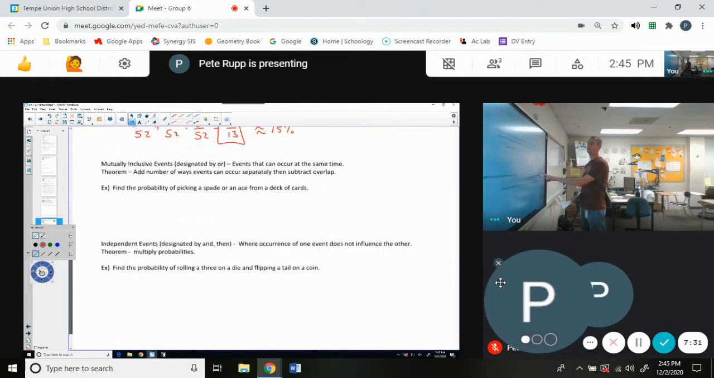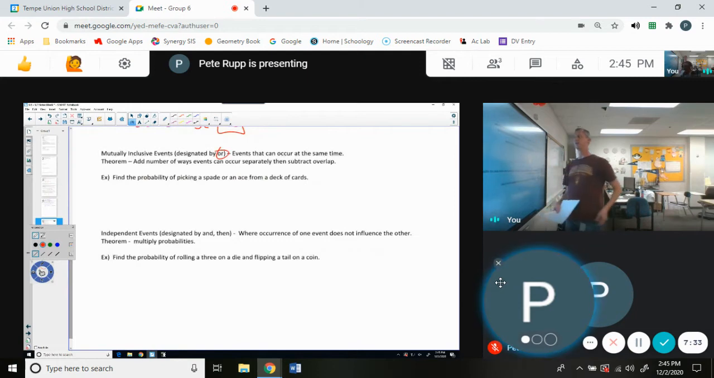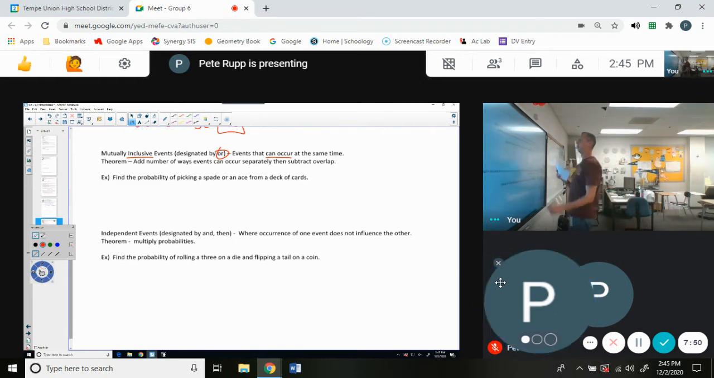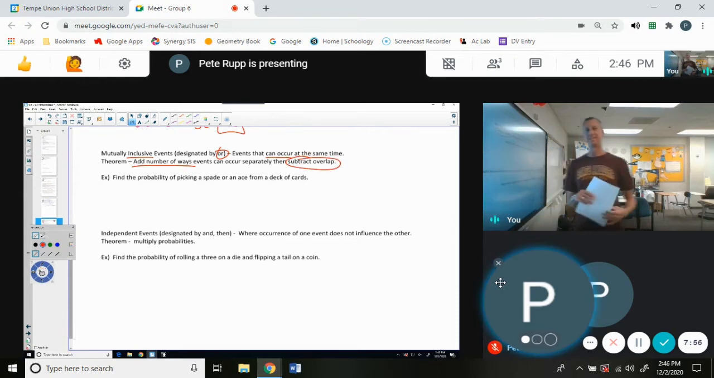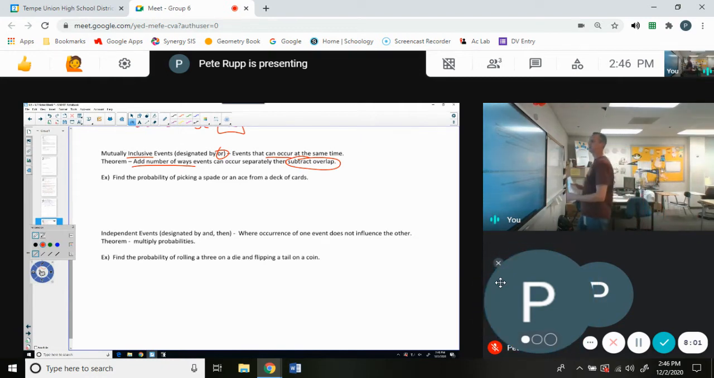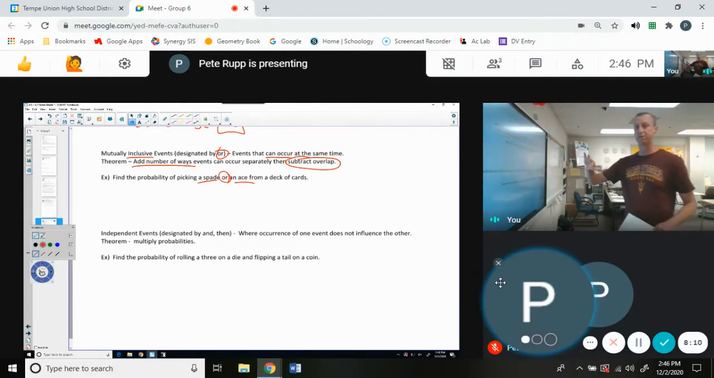Mutually inclusive events, usually designated by "or" again. So these are events that can occur at the same time. So the difference is mutually exclusive cannot, mutually inclusive can. And again, you're looking for the word "or," so you're looking for the same word. What you're going to do is add the number of ways the events can occur, and then you subtract the overlap. It means how many ways do both of those things happen at the same time. So a good example is find the probability of picking a spade or an ace from a deck of cards. First thing is circle a keyword, "or." This tells us that it's mutually inclusive or exclusive.